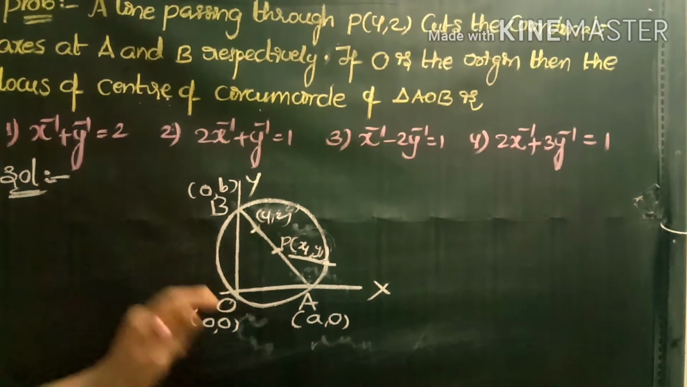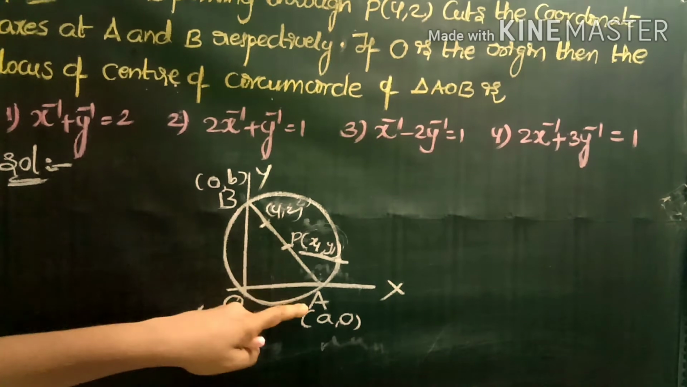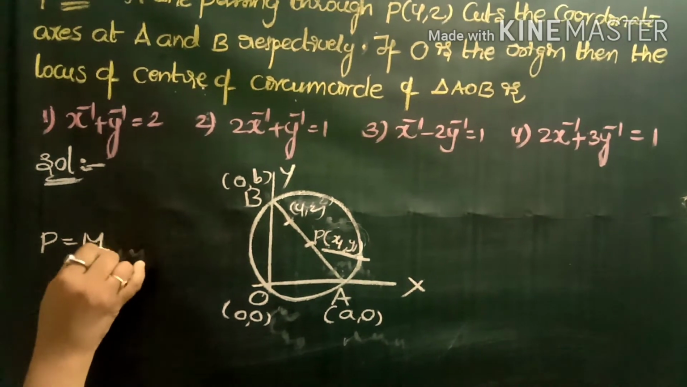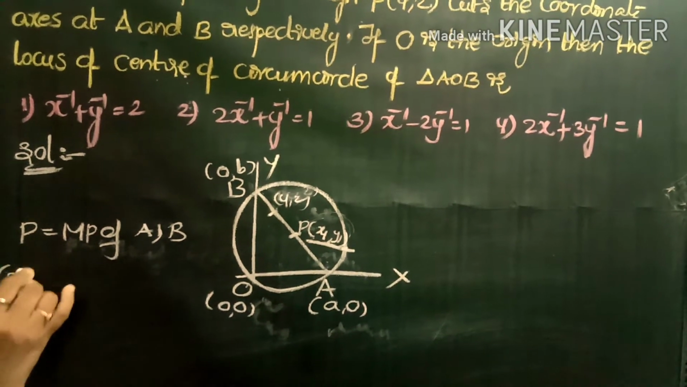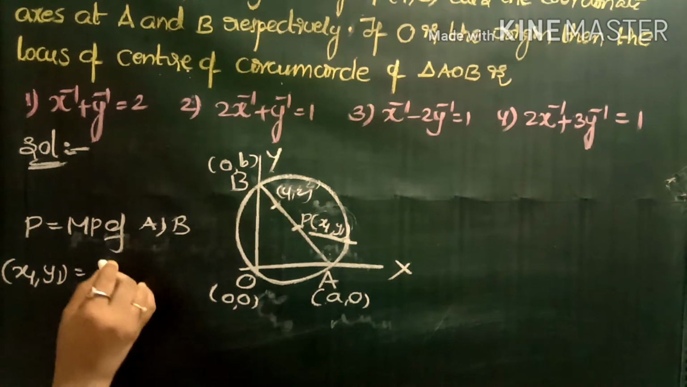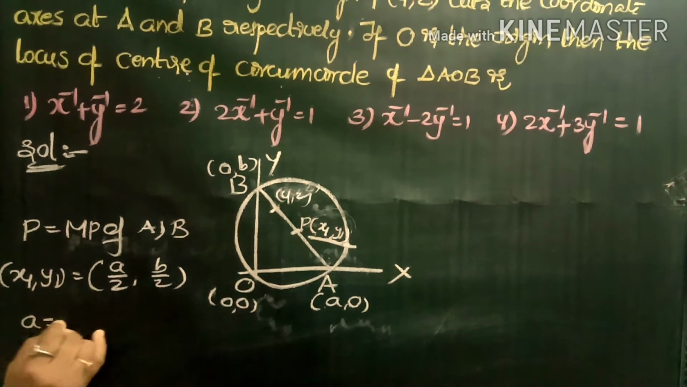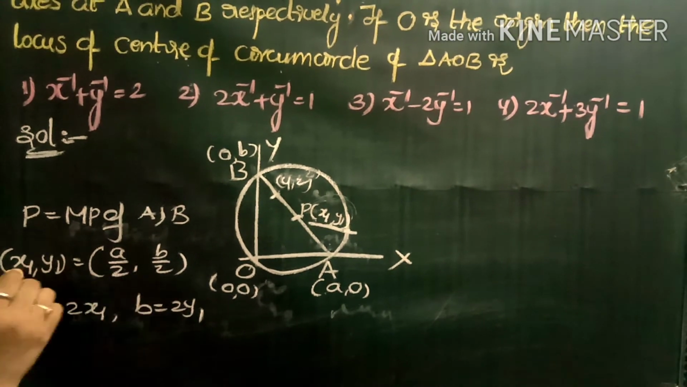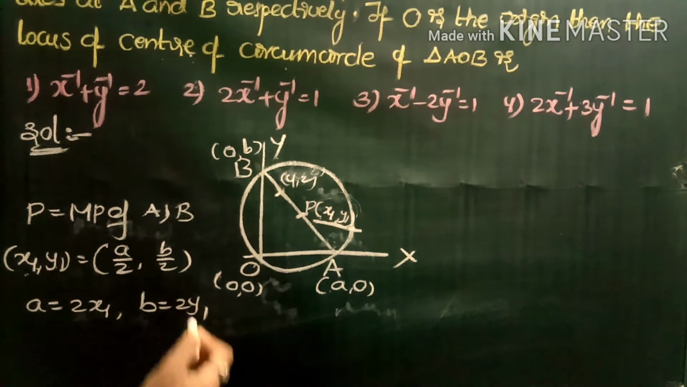Now clearly from the diagram, this is a right angle triangle, which means the point P is nothing but the midpoint of A, B. That is, P is equal to the midpoint of A, B, which implies (x1, y1) is equal to the midpoint: (a plus 0) by 2, (0 plus b) by 2, like (x1 plus x2) by 2, (y1 plus y2) by 2. That is (a by 2, b by 2). By equating the corresponding values, x1 is equal to a by 2, so a is equal to 2x1, and y1 is equal to b by 2, so b is equal to 2y1.